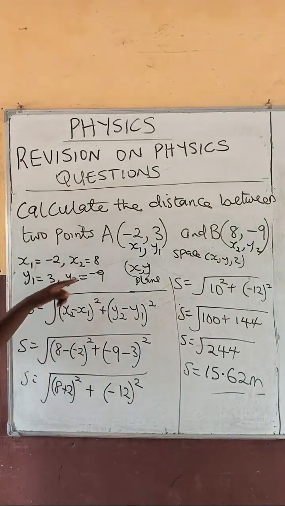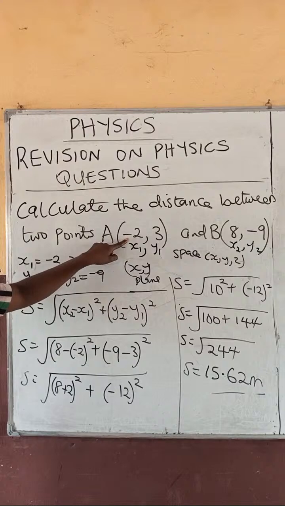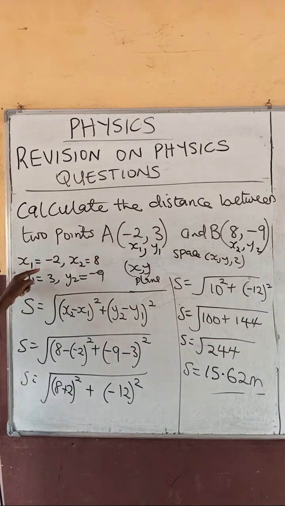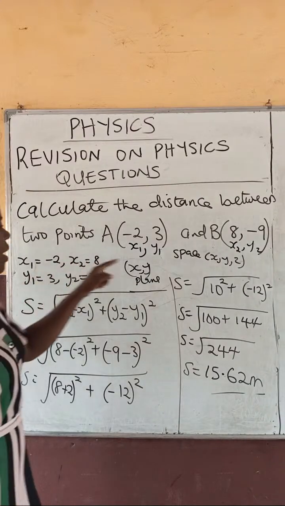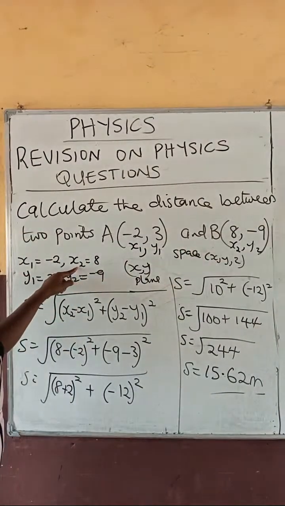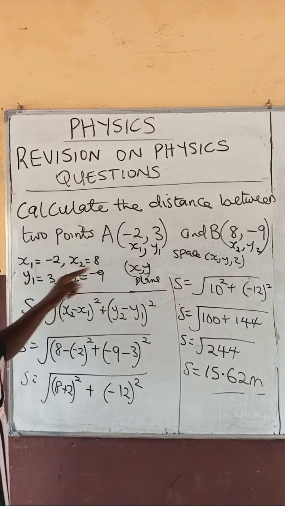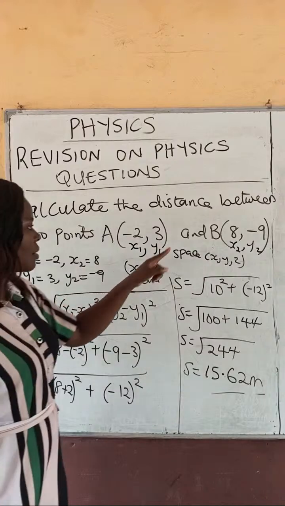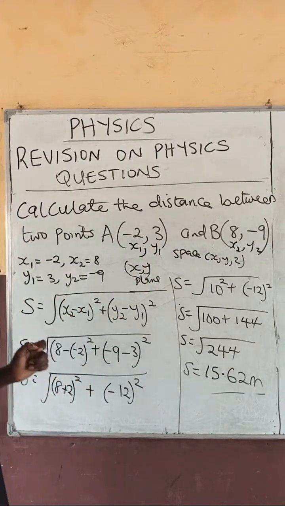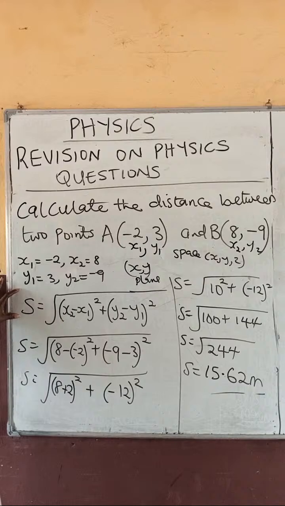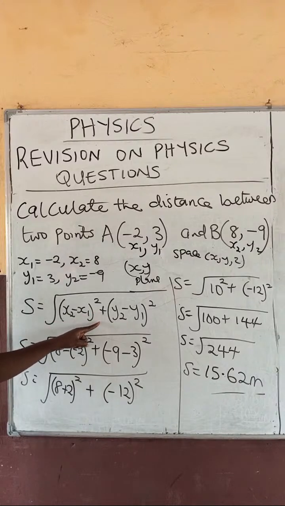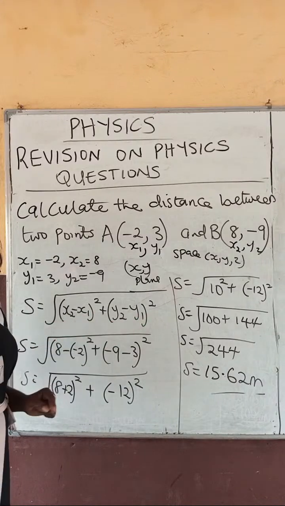So what I'm going to do, this is my x1. I'm going to have my x1 here as minus 2. And my x2 is 8. Okay? My y1 is 3. And my y2 is minus 9. Okay? All right. So this is my x. The formula is x is equals to root of x2 minus x1 all squared plus y2 minus y1 all squared.